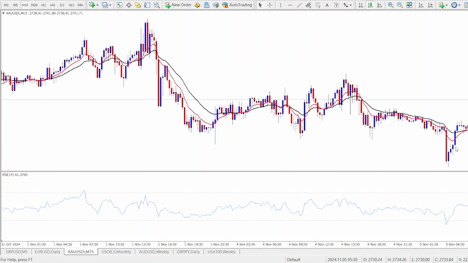Just remember, while RSI can help signal when a market is ready to reverse, it's always good to combine it with other indicators to confirm your trades.